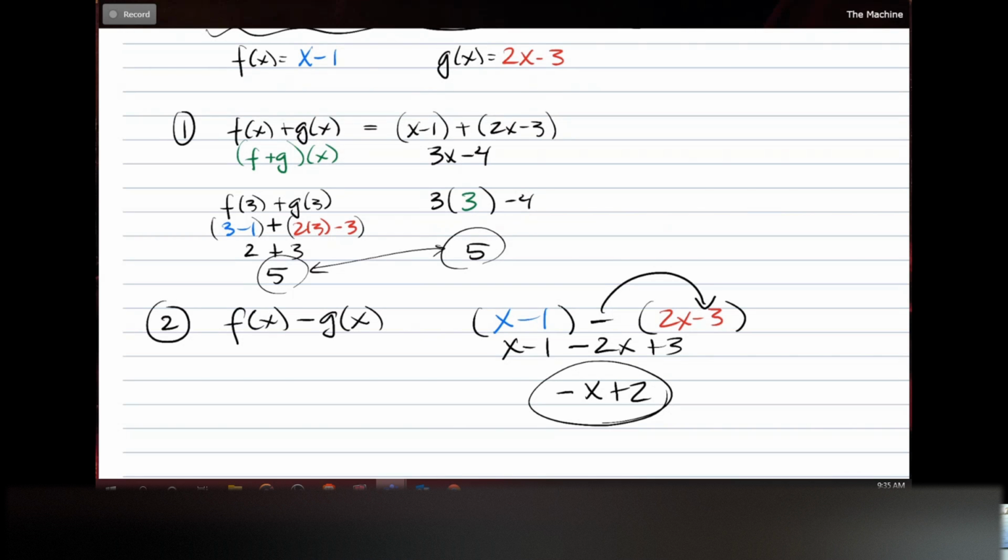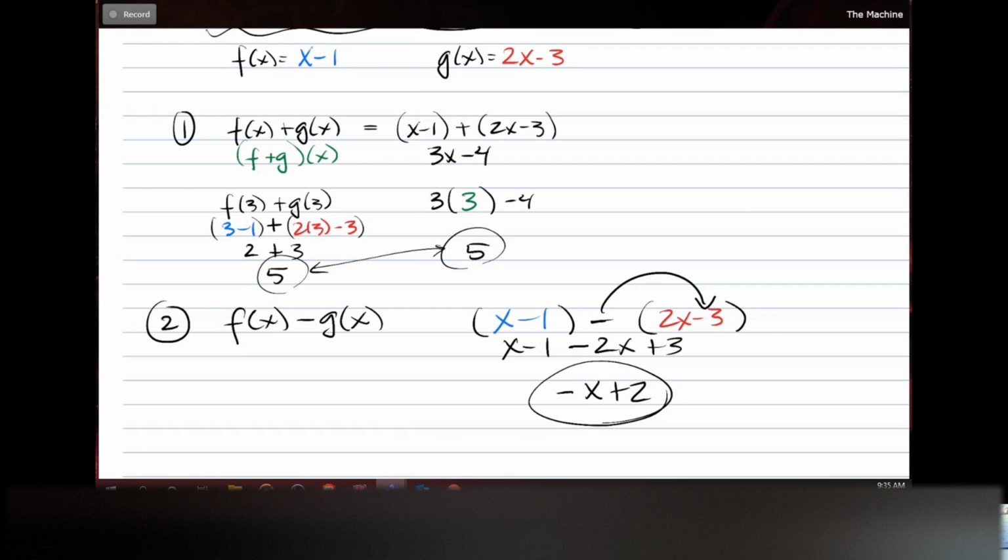Order matters, though, when you subtract. F of x minus g of x is not the same thing as g of x minus f of x. Order matters. So you just combine like terms, basically? Yeah. But I have to do the subtraction, right? We've subtracted polynomials from each other before, so this is not new.